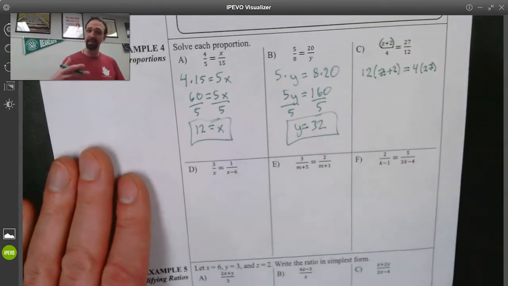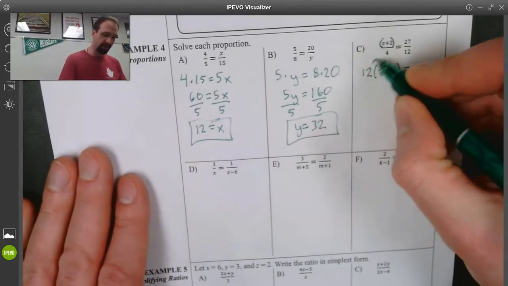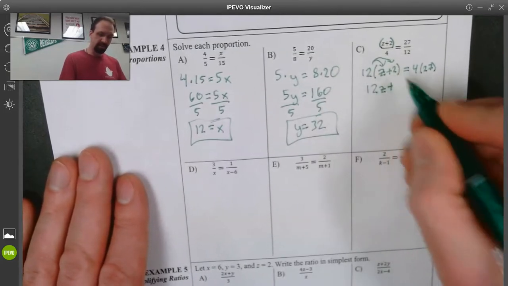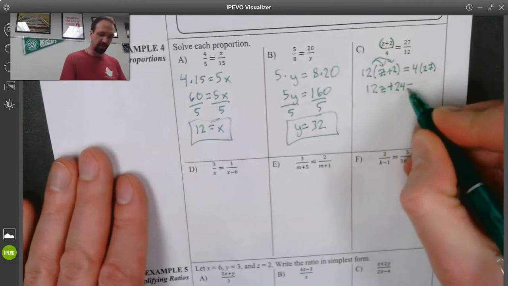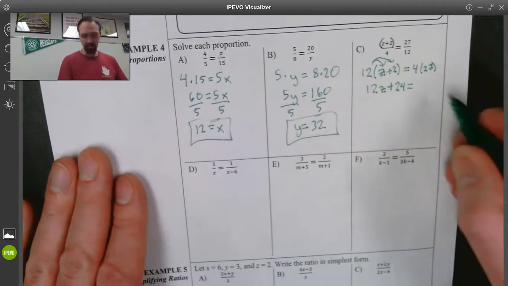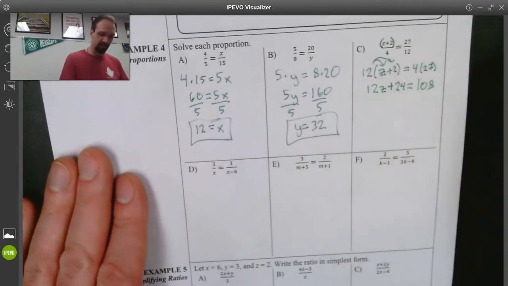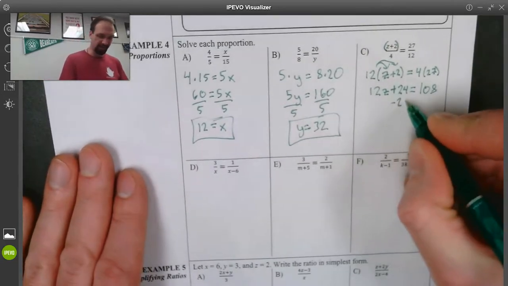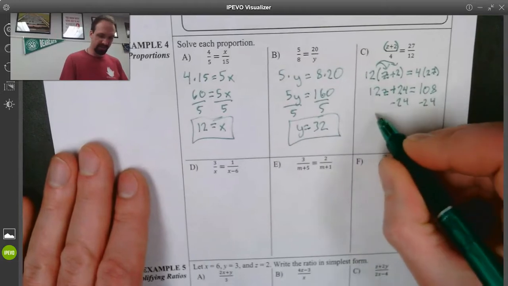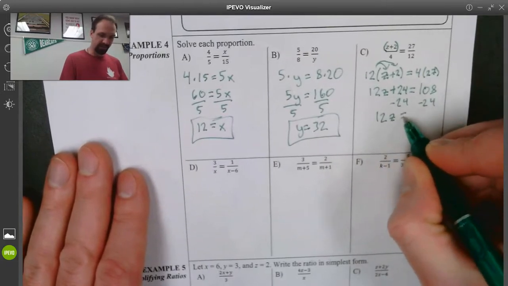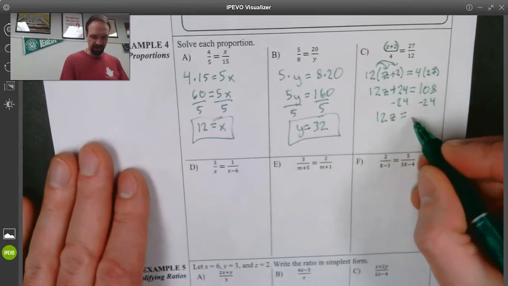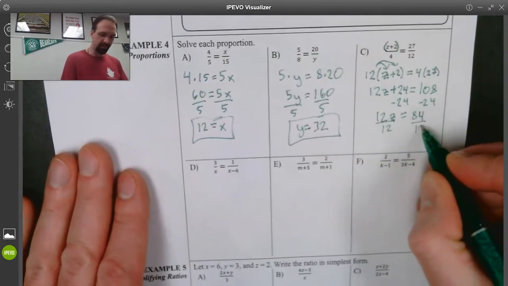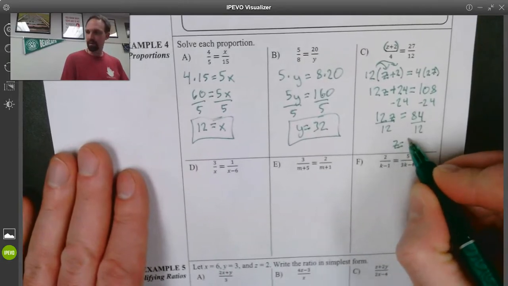Because now we have to distribute the 12 times z, 12 times 2. So that's going to be 12z plus 12 times 2 is 24, plus 4 times 27, which is 108. It's always good to double check to make sure that you are correct. And then subtract 24 on both sides. That's going to give me 12z over here, and then that is 84. Then divide both sides by 12, and you get z equals 7.